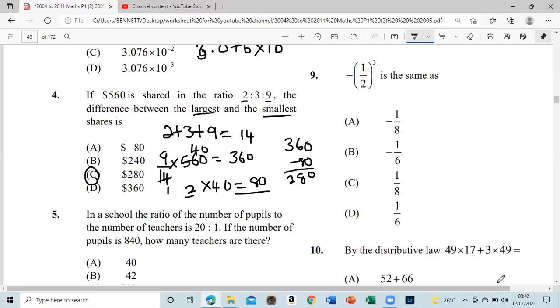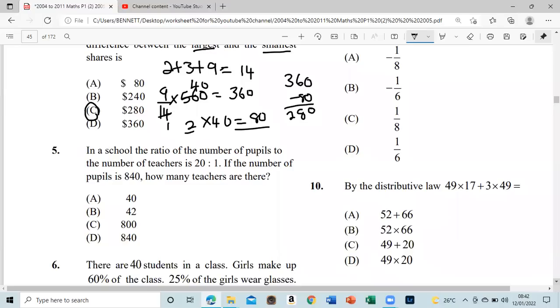Move on to number 5. In a school, the ratio of number of pupils to the number of teachers is 20 to 1. If the number of pupils is 840, how many teachers are there? So it's 20 to 1. So it's basically you can say for every 20 students, there's one teacher. Or for every one teacher, there's 20 students. So if you have 840, you simply divide by 20, right? 20 into 84 goes 4 times. Up to 4 here, so 20 into 42. So that is 42.